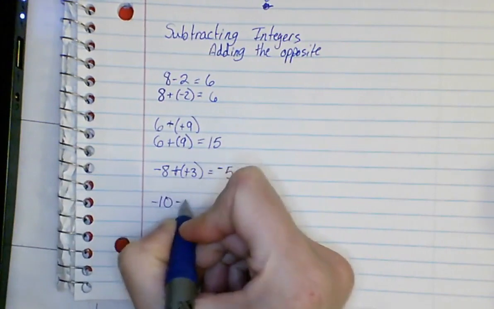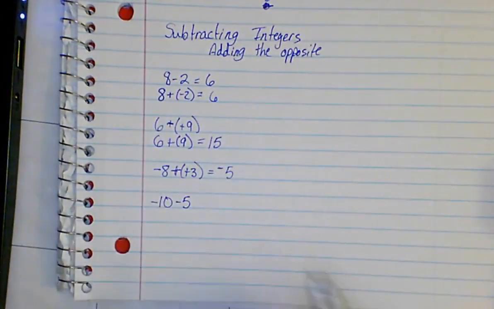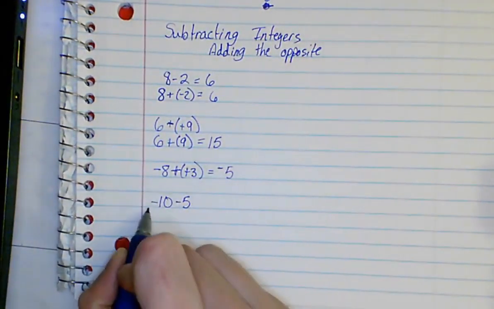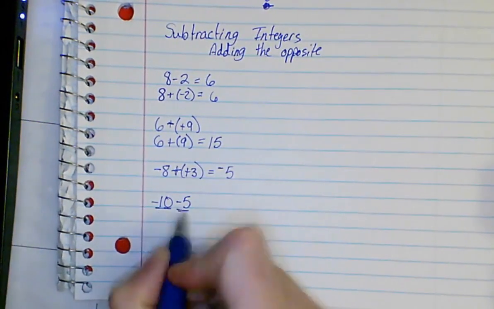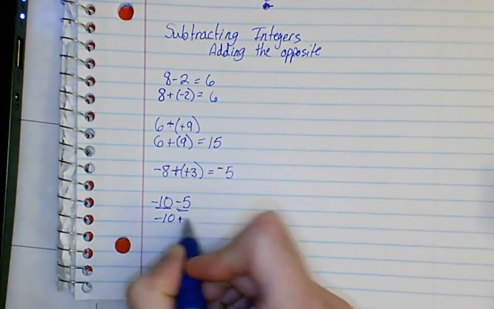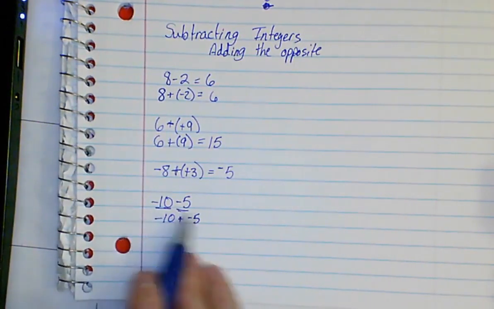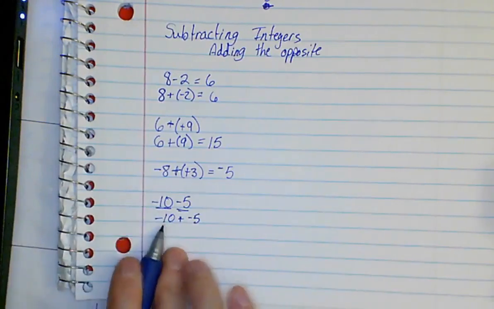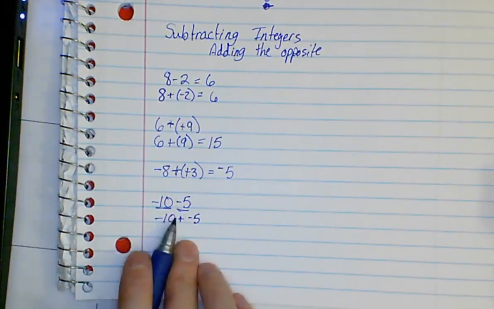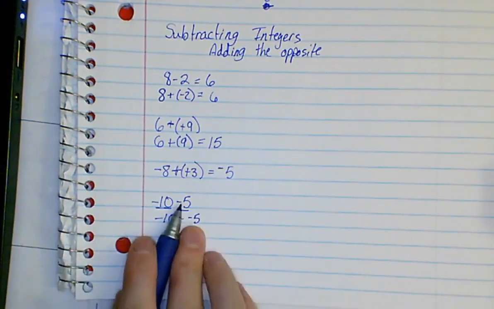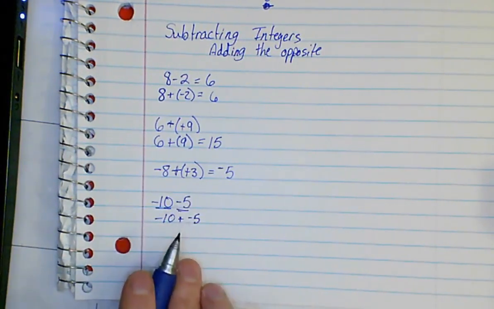Negative 10 minus 5, if we keep, change, or if we look at this as a negative 10 plus a negative 5, or the term adding like terms. So negative 10 plus negative 5, or keep, change, where we keep the first value as negative 10, we change the subtraction into addition, and we change positive 5 into negative 5.